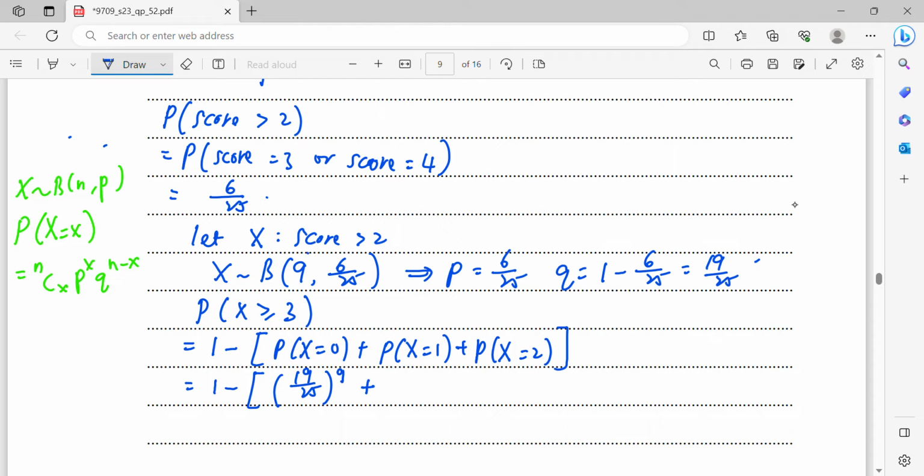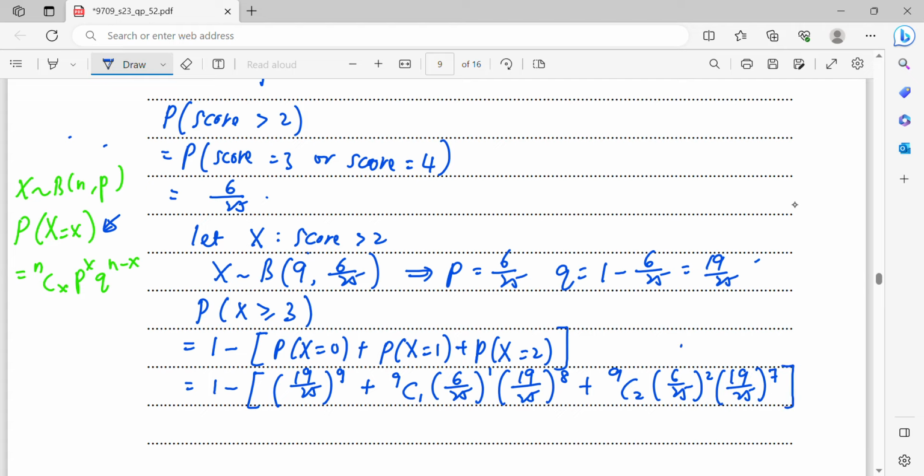Plus P(X = 1), then I will start using this formula. That means 9C1, out of 9 times 1 success. So here will be 6 over 25 to the power 1, then 19 over 25 to the power 8, because 1 success, 8 failures. Or 9C2, 2 successes, and it will be 7 failures. Okay, 9C2 is 2 successes.